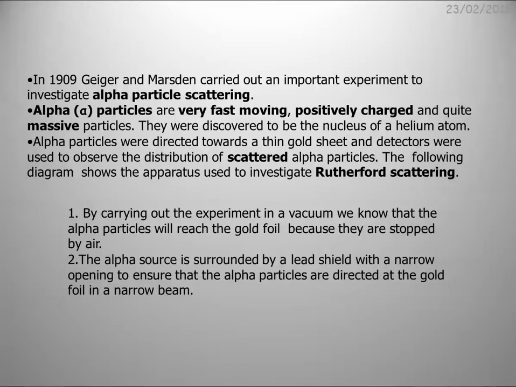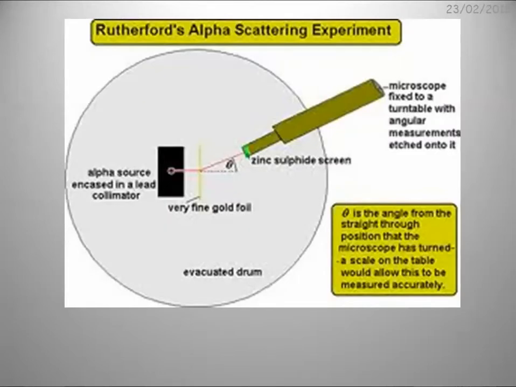The whole thing had to be done in a vacuum because the alphas are absorbed by 3 centimeters of air, so they wouldn't have got through the gold foil to the detector. And the alpha source was also surrounded by a very solid lead sheet with a little gap in it, so that only a thin beam of alpha particles could be directed at the gold foil. So this is a sort of picture of the apparatus.